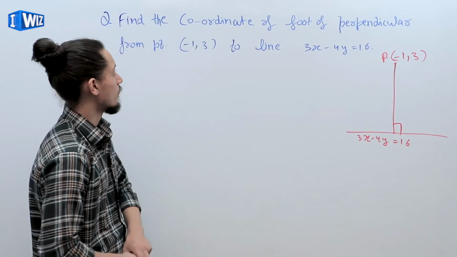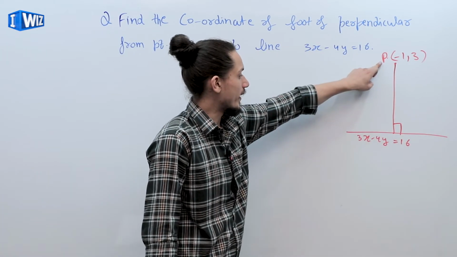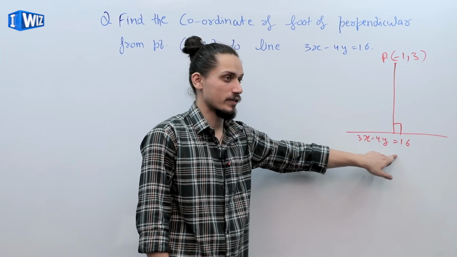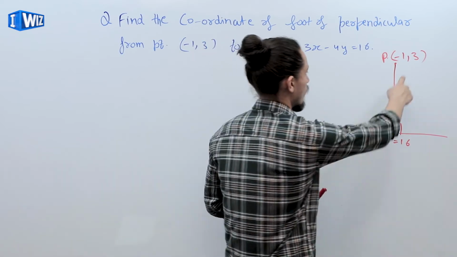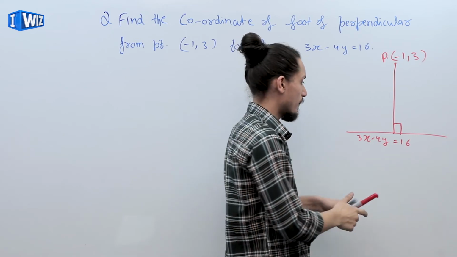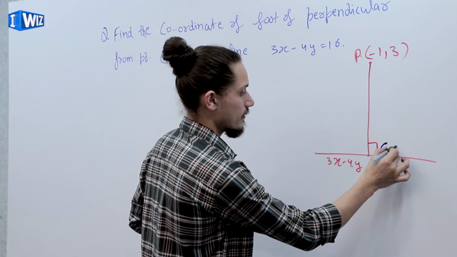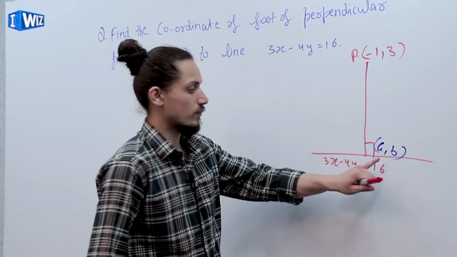Now in this example, we have to find the coordinates of the foot of the perpendicular from this point to the line 3x minus 4y is equal to 16. So we have a point and a line. What is this point doing on this line? It is drawing a perpendicular. We have to find the coordinates of this point. Say the coordinates of this point are a, b. Let's find the value of a and b.